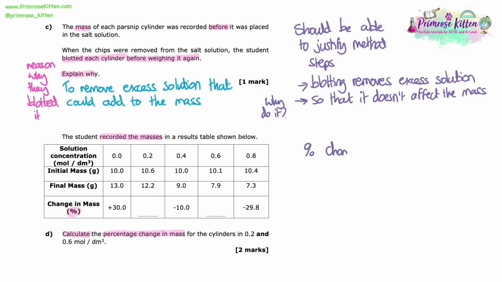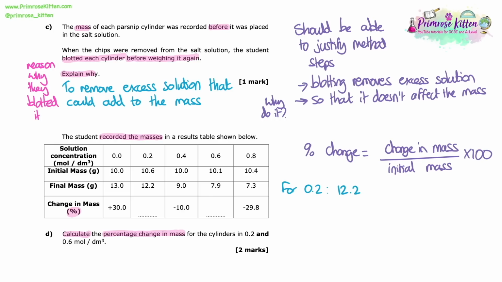Okay, so to calculate percentage change in mass, we need to do the change, so the difference between the two values, and then divide that by the initial mass. And then as it's a percentage, we have to times that by 100. So for the 0.2 mol dm cubed solution, we've got 12.2 as our final mass. We take that away from the initial mass, which was 10.6, to get the change in mass. So we increased in mass by 1.6. Then we do 1.6 divided by the initial mass, 10.6, and times that by 100. That gives us 15.1%.